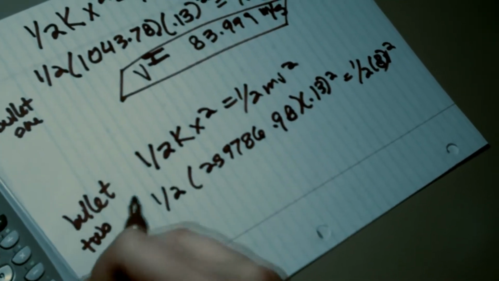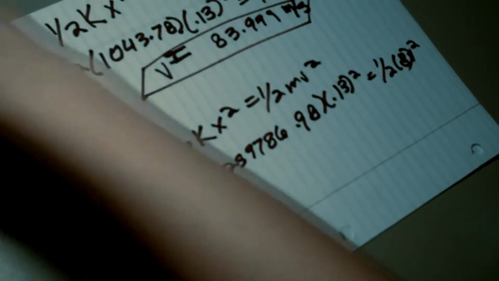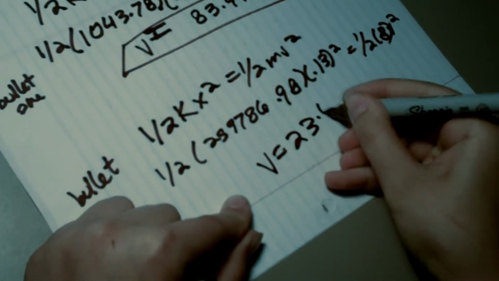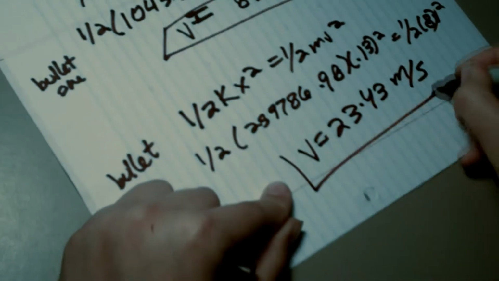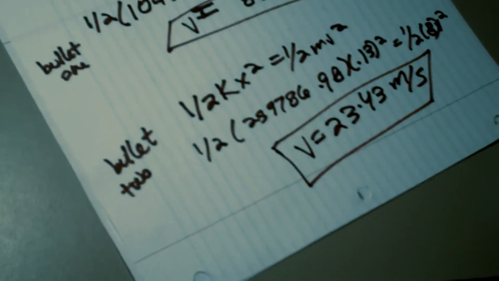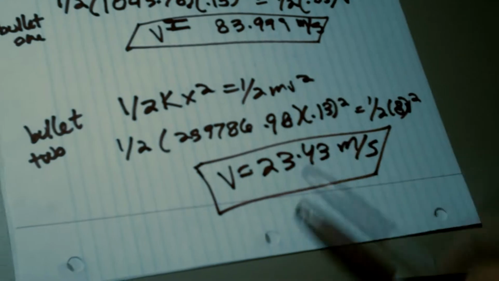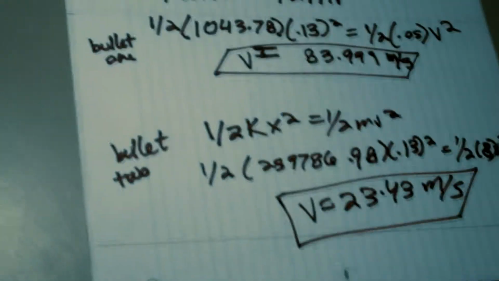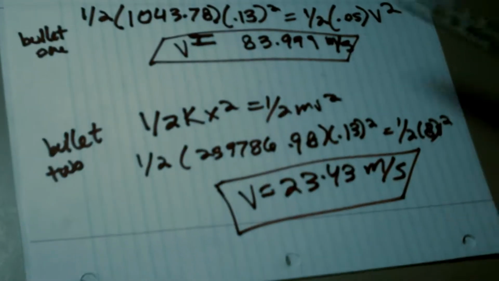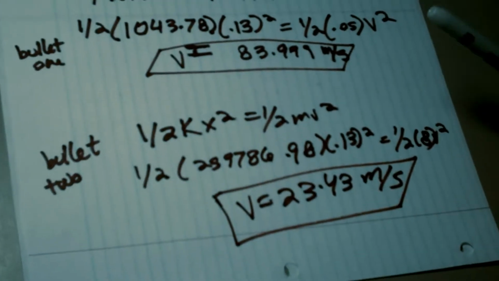Oh, we're almost there. It appears that the velocity is 23.53 meters per second. Even though bullet 2 had a higher kinetic energy, the velocity in turn did not represent that. Bullet 1 actually won. It looks like Haley wins.